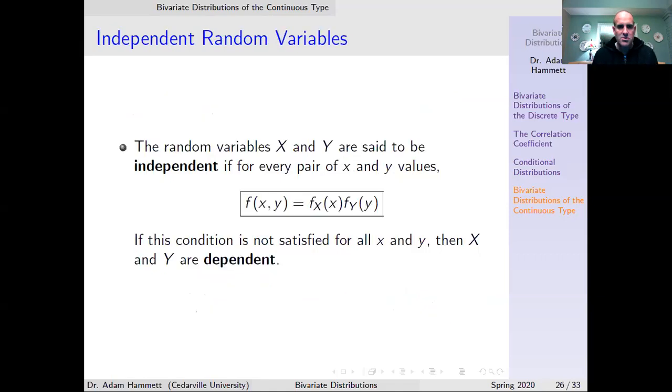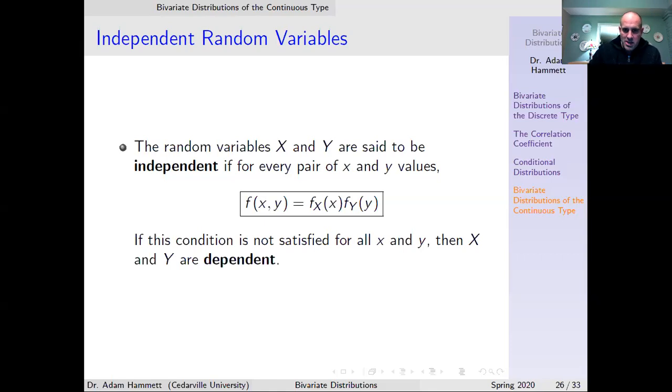What does it mean for the continuous random variables x and y to be independent? Well, it means that if we go all the way down to the level of the joint density, then the joint density at any x and y is equal to the product of the marginals. And that's just like what happened before with the joint probability mass function.